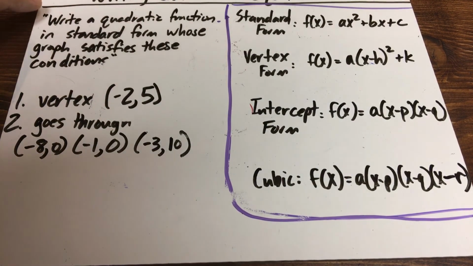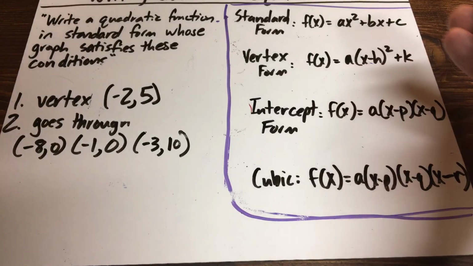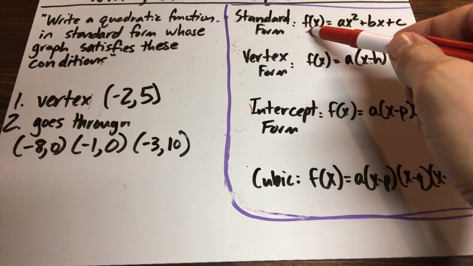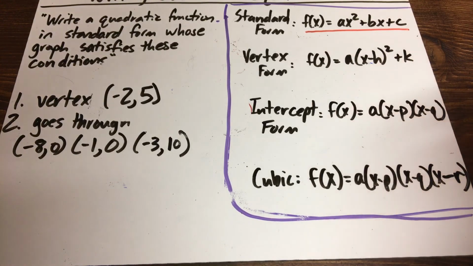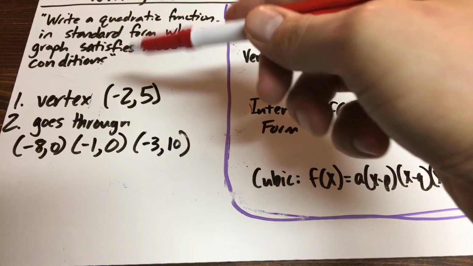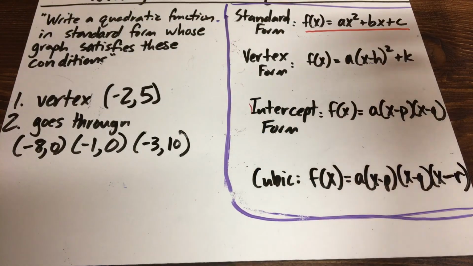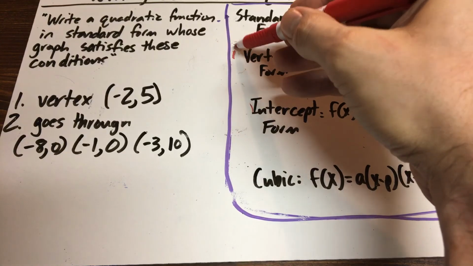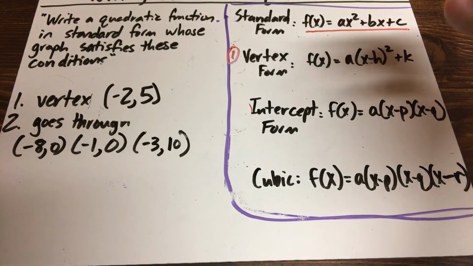The instructions are going to say, write a quadratic function in standard form. So over here in the purple area, I've got all the different forms we've used. They want our answer to be in standard form, which is like this, where there's no parentheses. Everything's been all multiplied out and simplified, whose graph satisfies these conditions. And so they're going to tell us, okay, here's the vertex. If they tell us the vertex, we're going to do this, option number 1. We're going to use the Vertex Form formula, or the function.